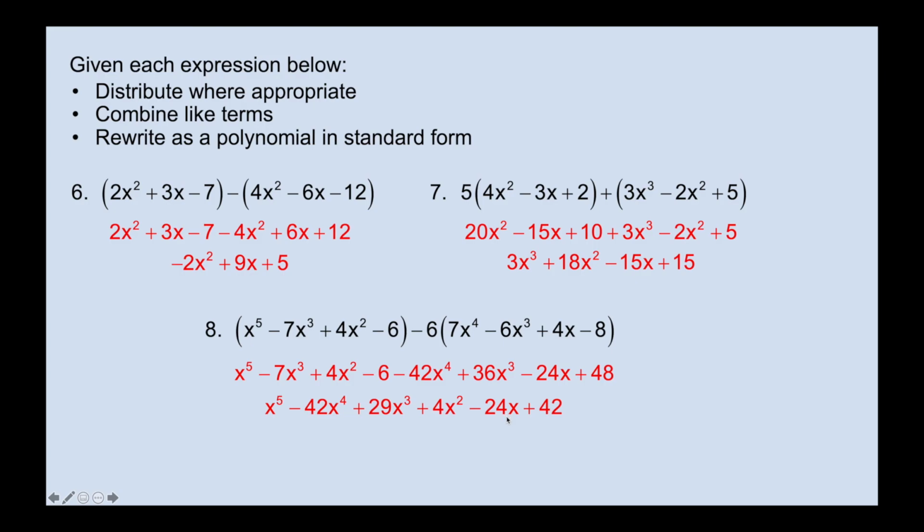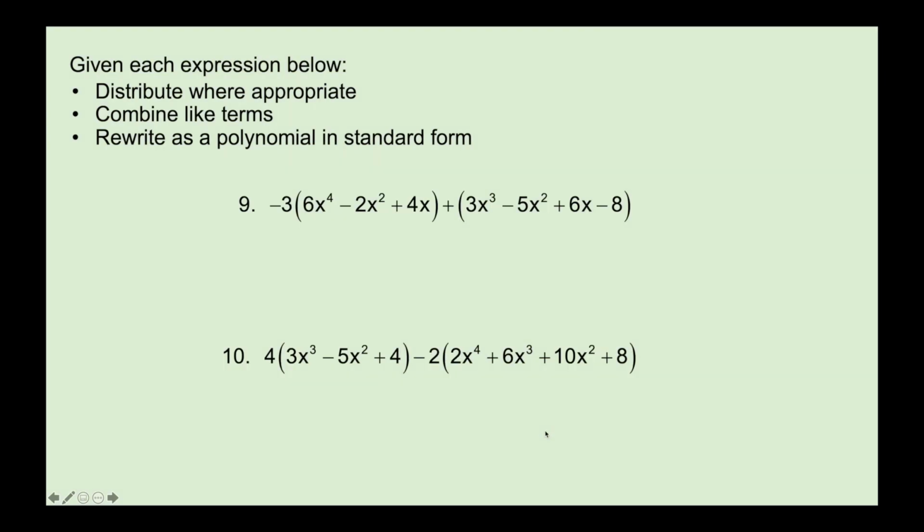And then finally, when I'm looking at my constant term, I've got -6 and +48. Those two will combine to give me +42. And that's my final answer. In number 9, again, we're going to start by distributing the -3, and dropping the parentheses here because there's nothing to distribute. That's going to give me this.